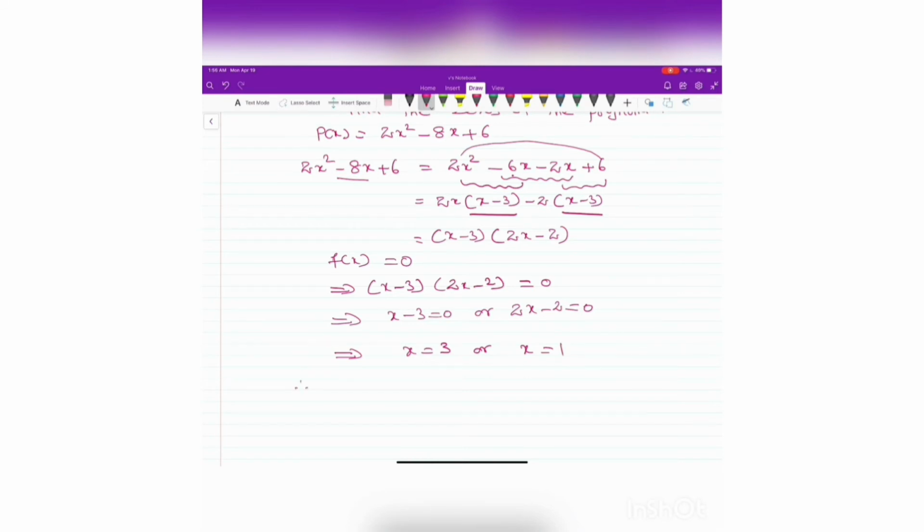Therefore, the zeros of the given polynomial, 2x squared minus 8x plus 6, are 3 and 1. So, this is how you will be concluding your answer.